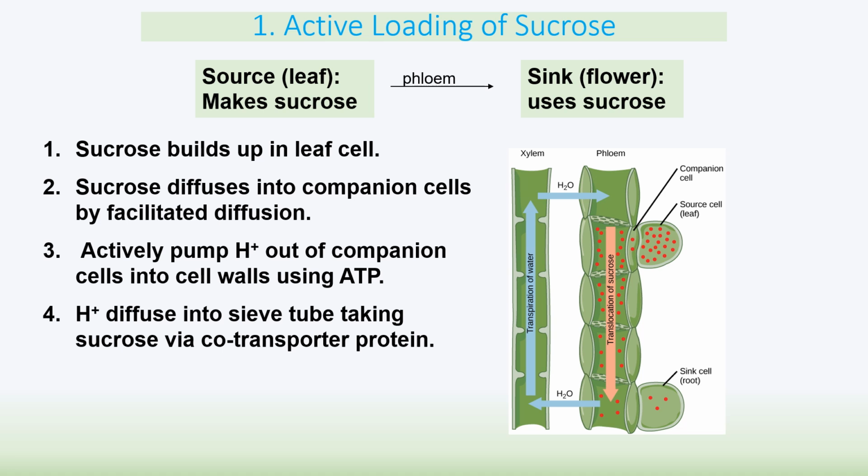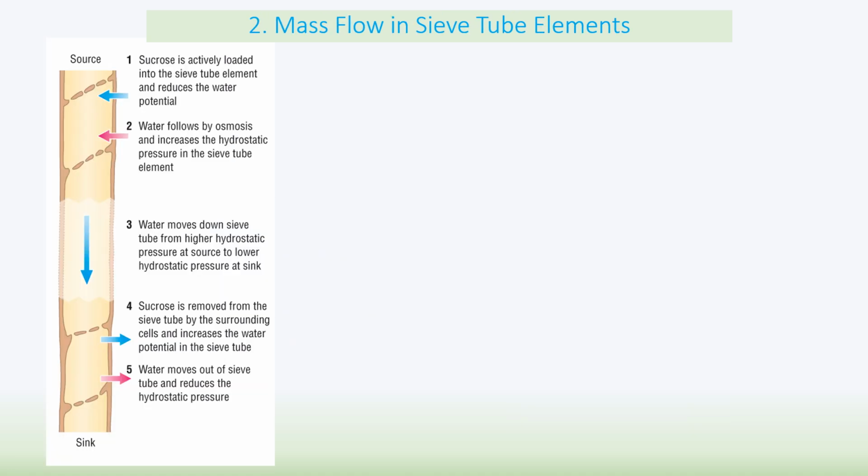We then have something called the mass flow hypothesis, which is that because we've now actively pumped sucrose into the phloem, it lowers the water potential in the phloem, so water moves in from the neighbouring xylem, increasing the pressure in this area, meaning it has a high hydrostatic pressure, and that moves it down to where the sucrose is being removed, where it has a low hydrostatic pressure.